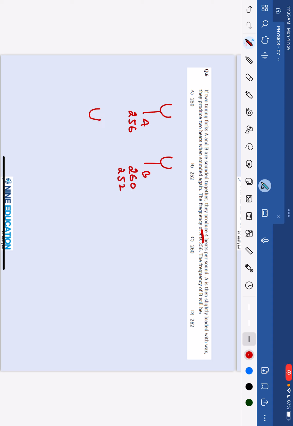Now if we load A with wax, basically the frequency of it has to decrease. If it is decreasing, and let's assume the answer is 260, the beats are going to increase, but they are saying it is producing only 2 beats. So if the frequency is decreasing, it might be 252 and this might be something less than 256. So again they are going to produce 2 beats. So our correct answer is going to become 252.